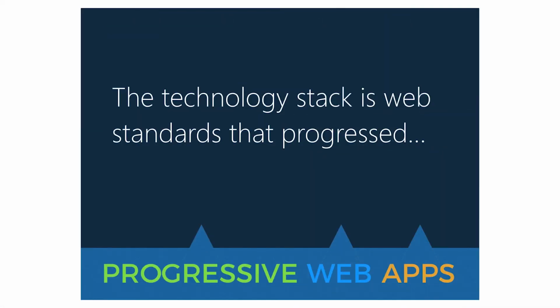The technology stack is web standards that progressed. We're not as bad as we used to be when the first iPhone came out. Almost every browser now supports all the things that you need to do on a mobile device. And on desktop, you've got wonderful things like drag and drop. You've got camera access. You've got access to biometric data even. There's so many good things. Look at the new web standards out there and use them. Don't wait for them to be perfect, because they will never be, because the web is progressive.